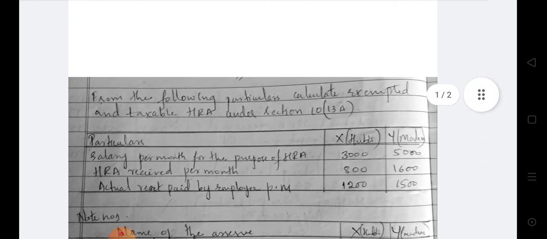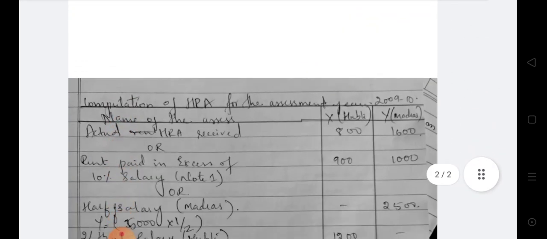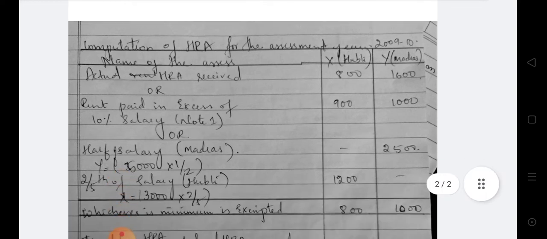Whatever the year they have given, we have to calculate. Nothing is given, you need not mention the assessment year. Simply you have to write down the computation of HRA. Okay. So the names are X, within bracket I have written Hubli, and Y, Madras, for your reference.